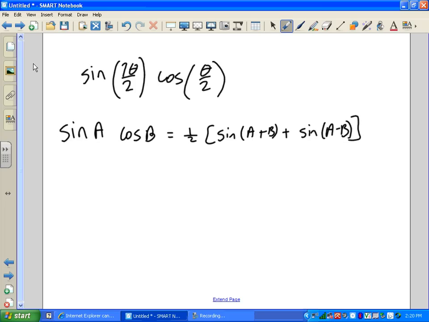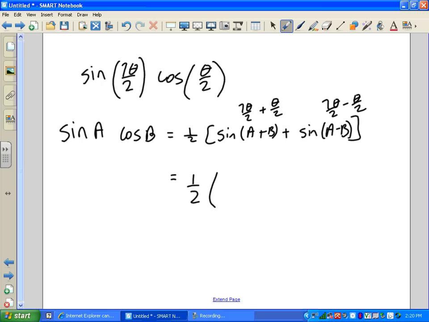Okay, so now all I have to do is enter in the A and the B. Notice A is going to be 7 theta over 2, and B is going to be theta over 2. So this is going to be 7 theta over 2 plus theta over 2, and this will be 7 theta over 2 minus theta over 2. Okay, so let's make those calculations there.